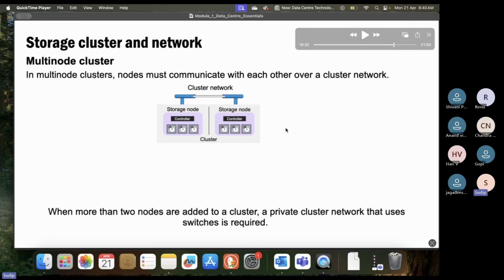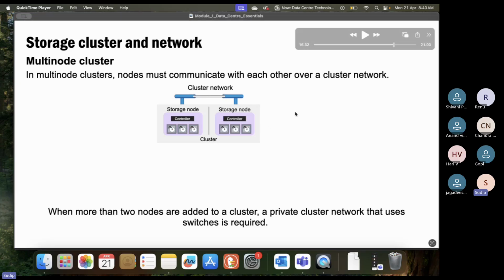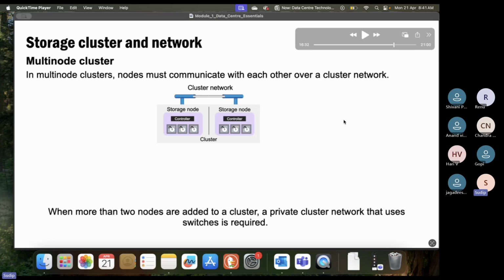What it does, first, it physically connects multiple storage controllers to each other, and over this network, not just communication traffic between controllers, but also actual data from the memory of one controller is sent to the memory of other controllers and vice versa. So constant communication keeps happening over this kind of network.